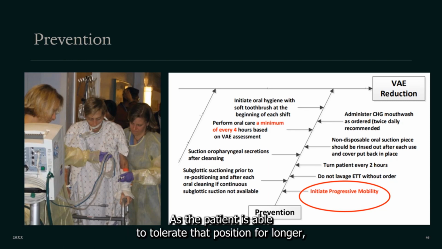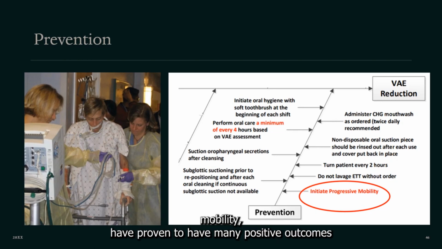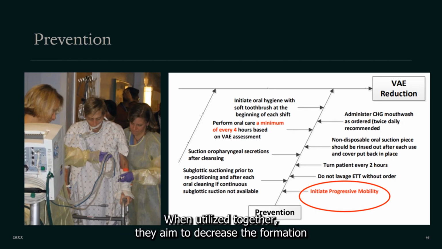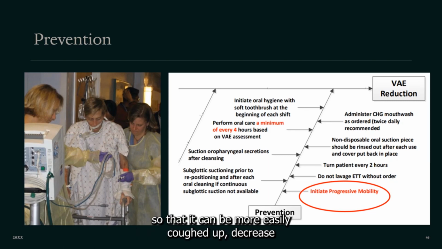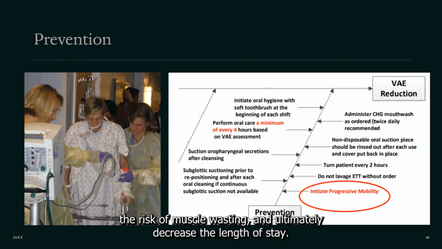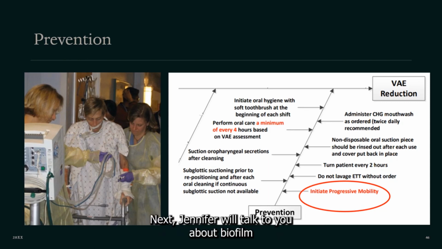As the patient is able to tolerate that position for longer, let's consider sitting them on the side of the bed. Changing positions frequently, along with incorporating progressive mobility, have proven to have many positive outcomes. When utilized together, they aim to decrease the formation of pressure injuries, improve the movement of phlegm in the lungs so that it can be more easily coughed up, decrease the risk of muscle wasting, and ultimately decrease the length of stay. Next, Jennifer will talk to you about biofilm and its impact on ventilator-associated events.